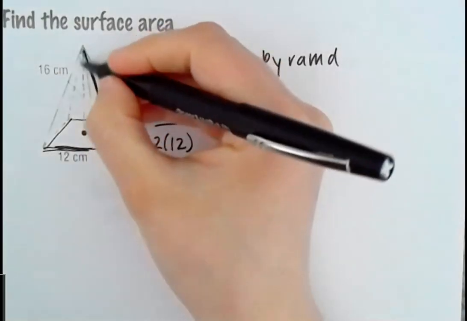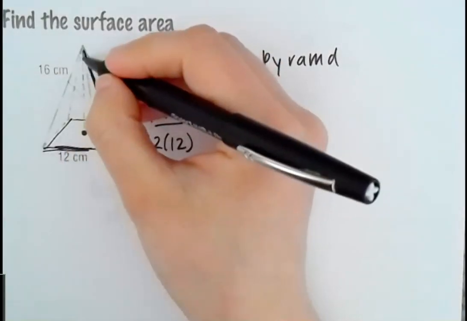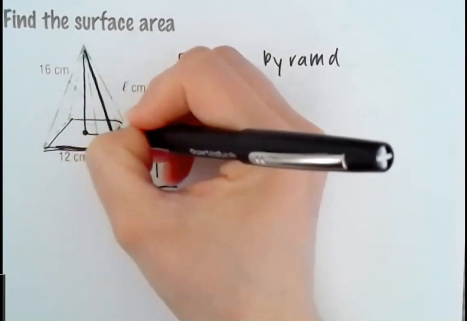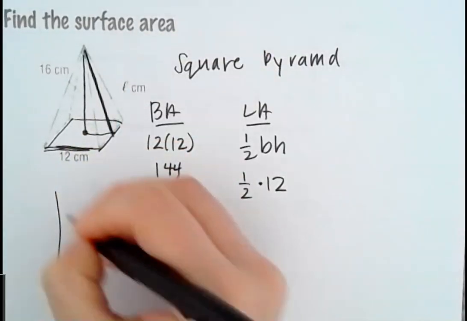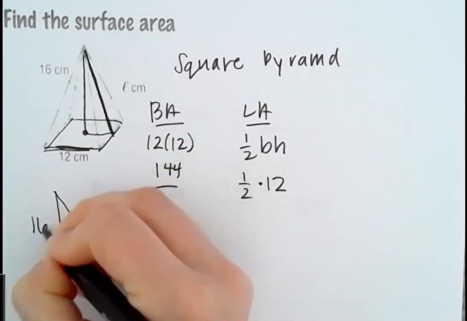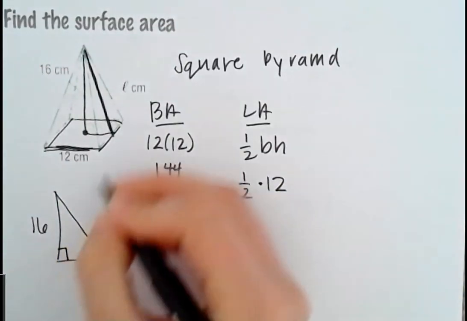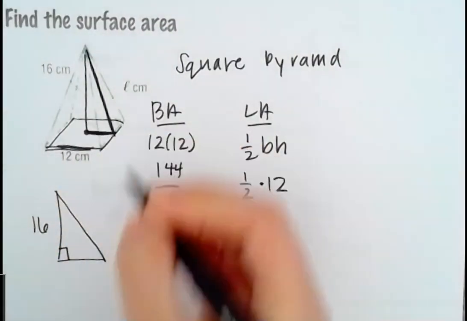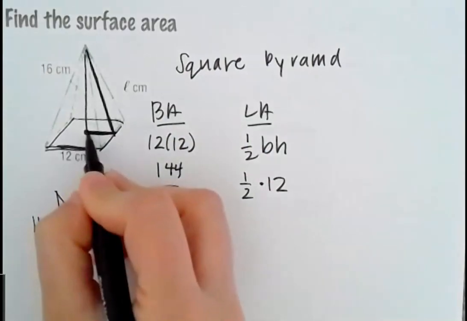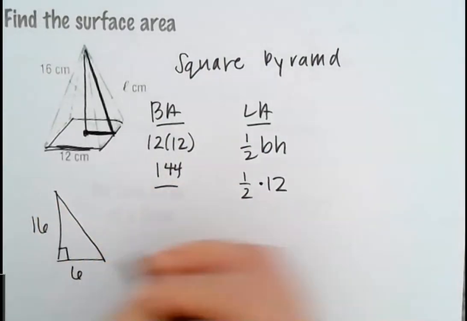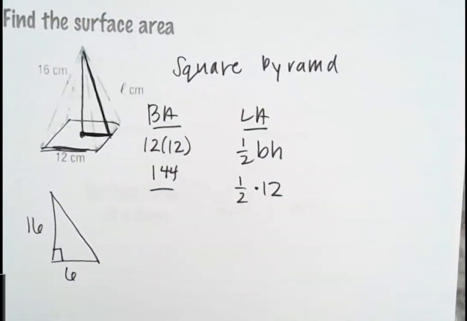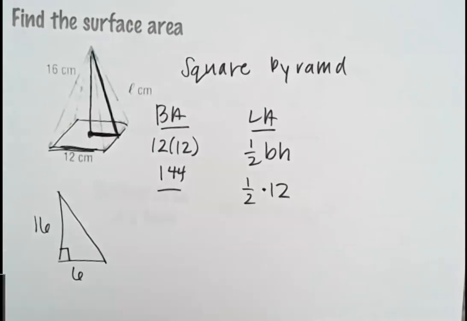But we are given our actual height. So if you guys notice here, look, it makes a right triangle. I'm going to draw it right here. This is 16. Here's my right angle, but look, you want to assume this whole thing's 12, right? But look, it's only half. So this is actually 6. And now we can find that missing side for our slant height. That's our L, our slant height.